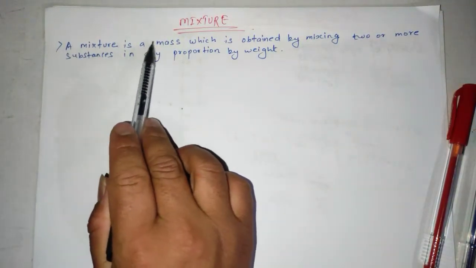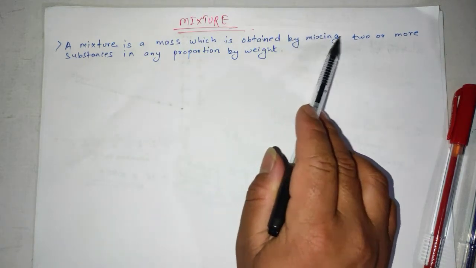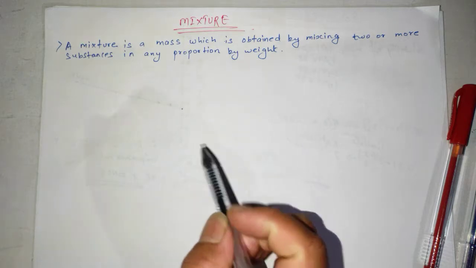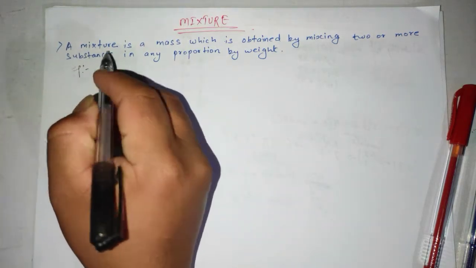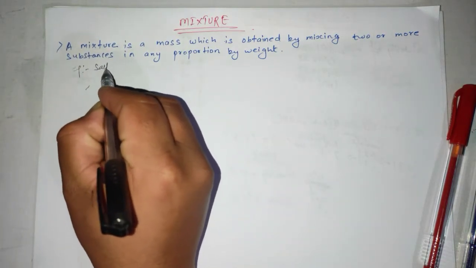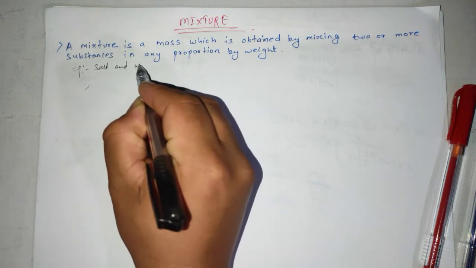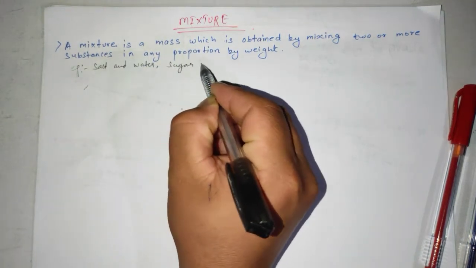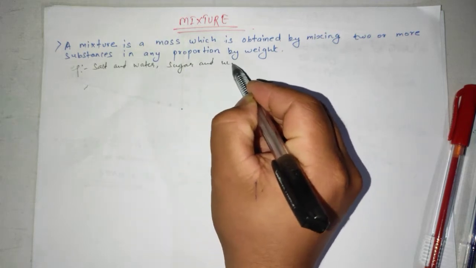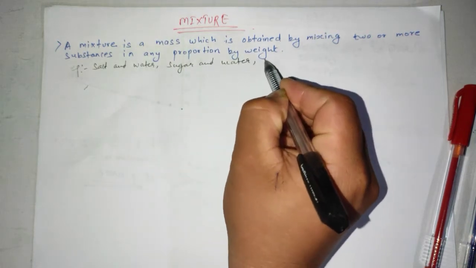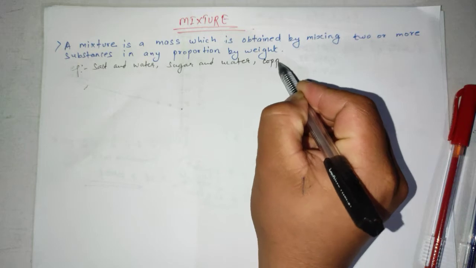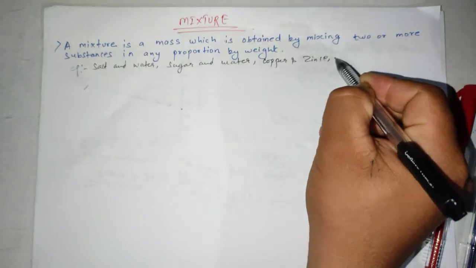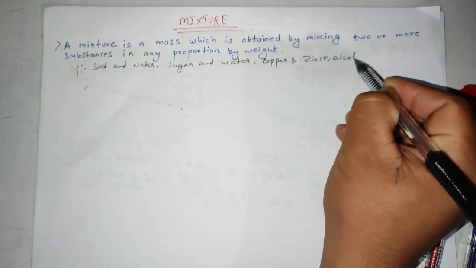Mixture. What is a mixture? A mixture is a mass which is obtained by mixing two or more substances in any proportion by weight. For example, salt and water, sugar and water, copper and zinc, alcohol and water, etc.